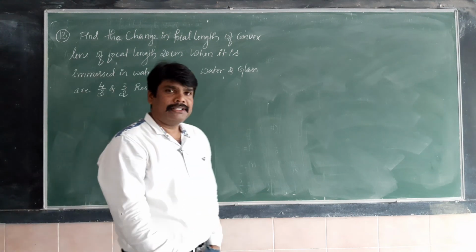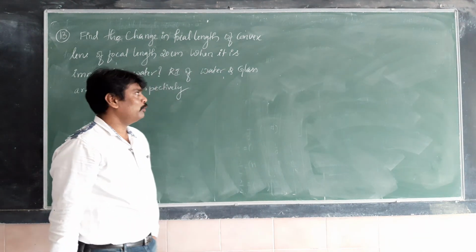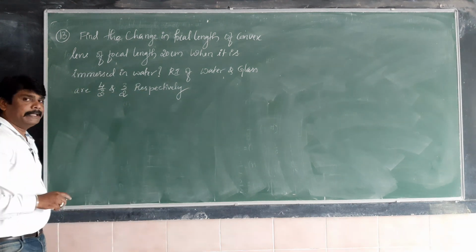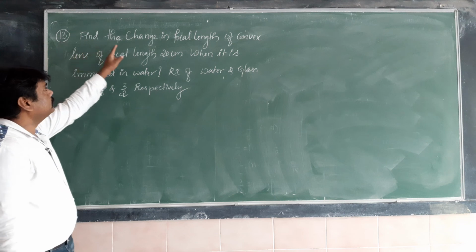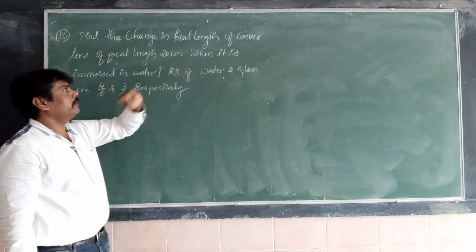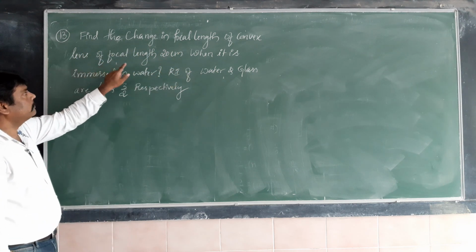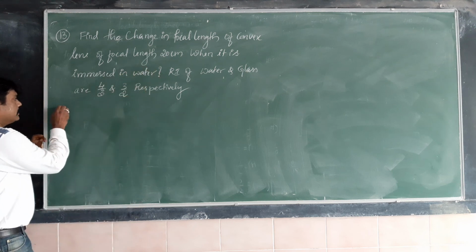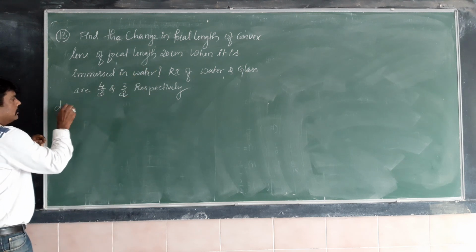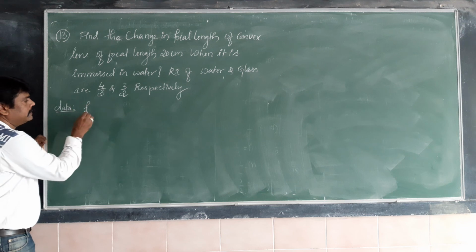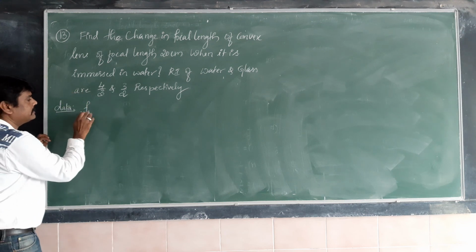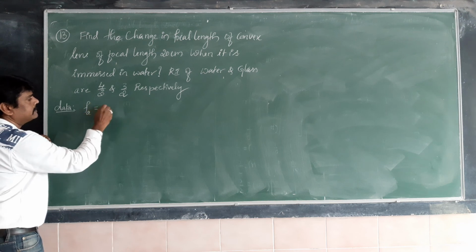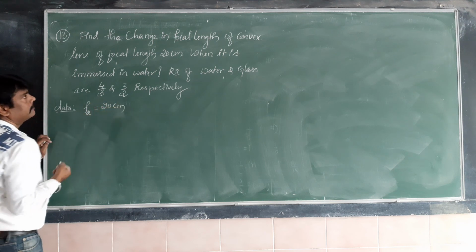Okay, welcome back students. Let us move on to the next problem, that is problem number 13. See here in this problem, we have to find the change in focal length of a convex lens of focal length 20 cm. Whatever the focal length given, that is the focal length of the lens when it is in air medium. Let us consider that this is Fa, that is given as 20 cm.